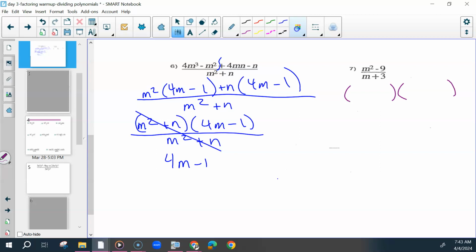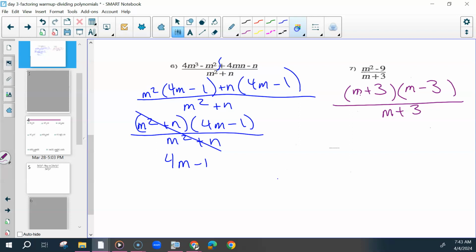m plus 3. Okay, that's one of them. And m minus 3, right? And m minus 3. Difference of squares. What times what will give you each piece? Split it. I said difference of squares. I said difference of squares is perfect squares. So do we just ignore the 9?